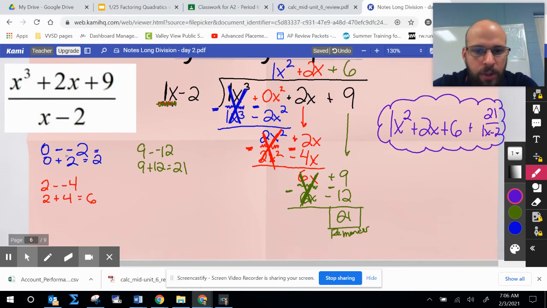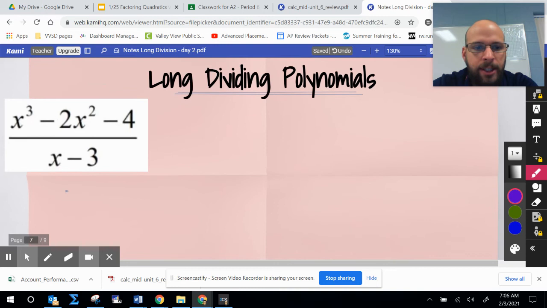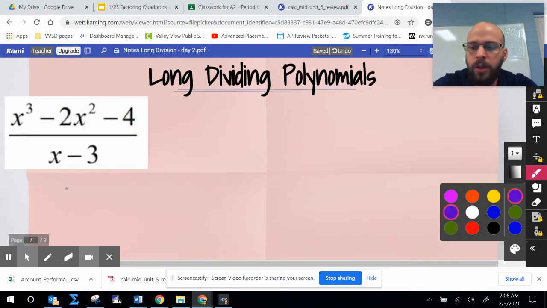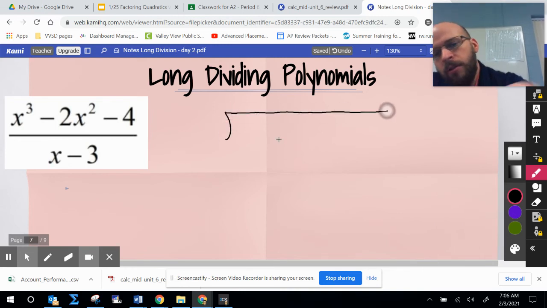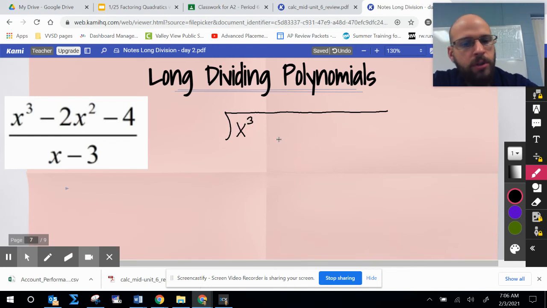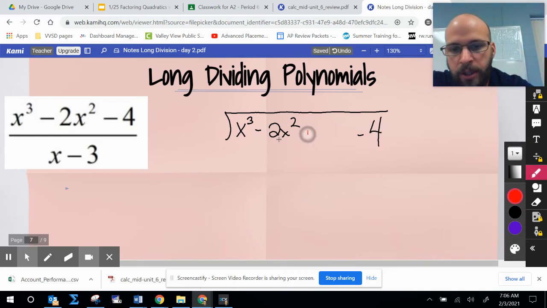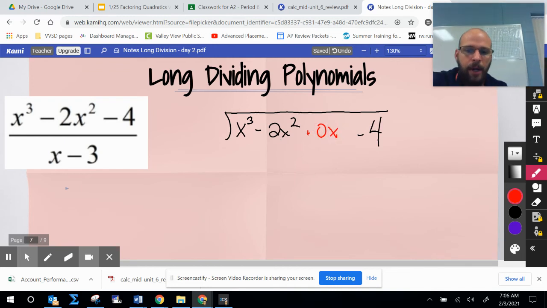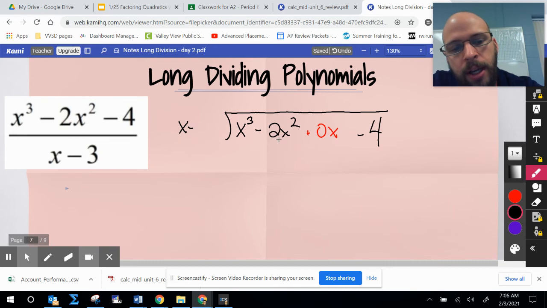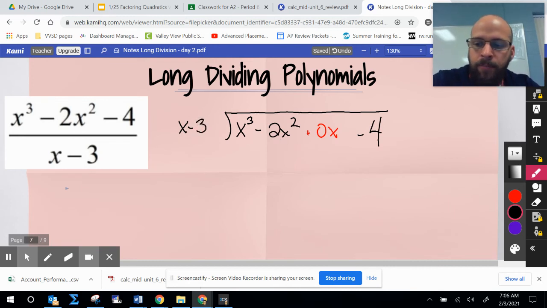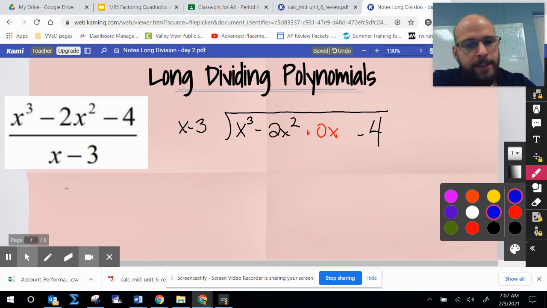I'm going to do one last example. Okay? Again, this is missing a term, so you can see me fill in a placeholder just in case that confused you on the last problem. So if you take that numerator, I have x cubed minus 2x squared. But if you notice, I'm missing that linear term, just that x term. So I'm going to put a placeholder in there of 0x, and now I have the minus 4. So you can see I have all x cubed, x squared, x, and then a term without any x's. I want to make sure I have all of those terms, and then I'm going to put an x minus 3 on the outside.